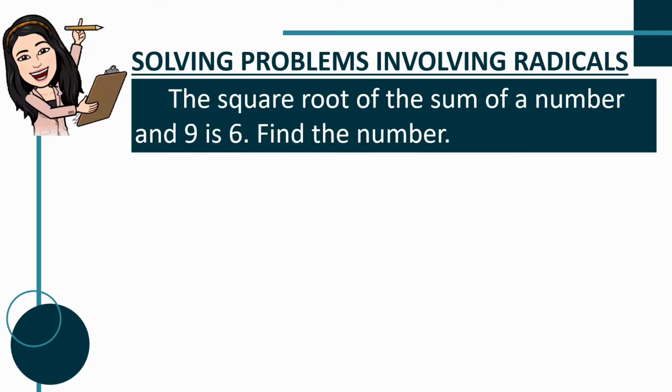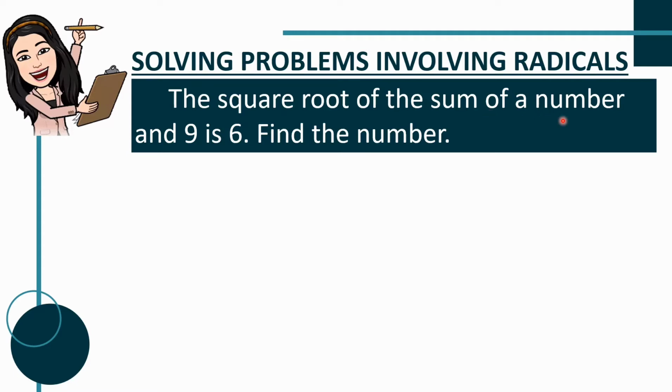So our first given is: the square root of the sum of a number and 9 is 6. Find the number. So how are we going to solve this? First, you have to make a representation. Sabi dyan, you have to analyze the given problem. The square root of the sum of a number and 9 is 6. Ang square root daw ng sum, when we say sum, it is addition of a number and 9, ay 6 daw. So what is that number?